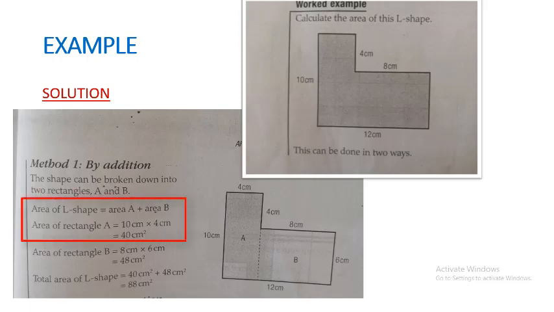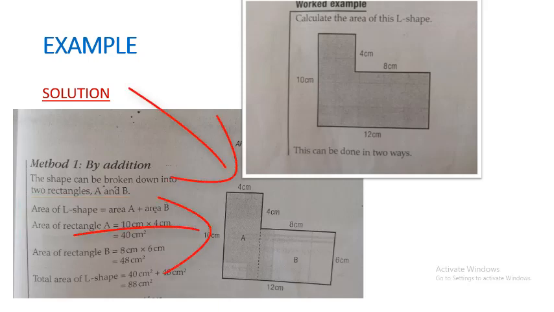If you check, the length of the rectangle A is 10 centimeter and the width is 4 centimeter. So for us to find the area of this rectangle, we are going to multiply length by width. The area of rectangle A is equal to 10 centimeter times 4 centimeter. So the answer is 40 centimeter square. That is the area of rectangle A or shape A.